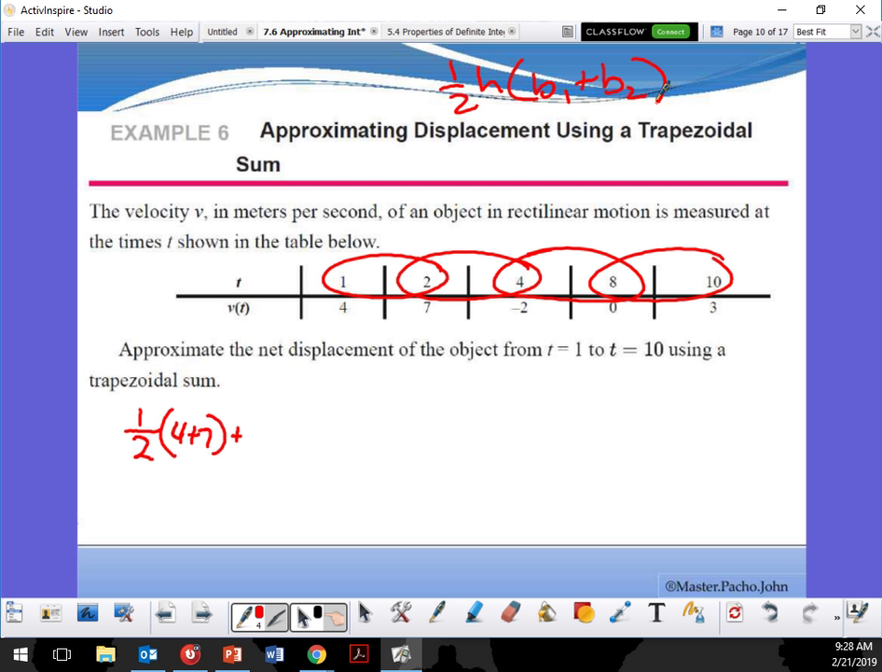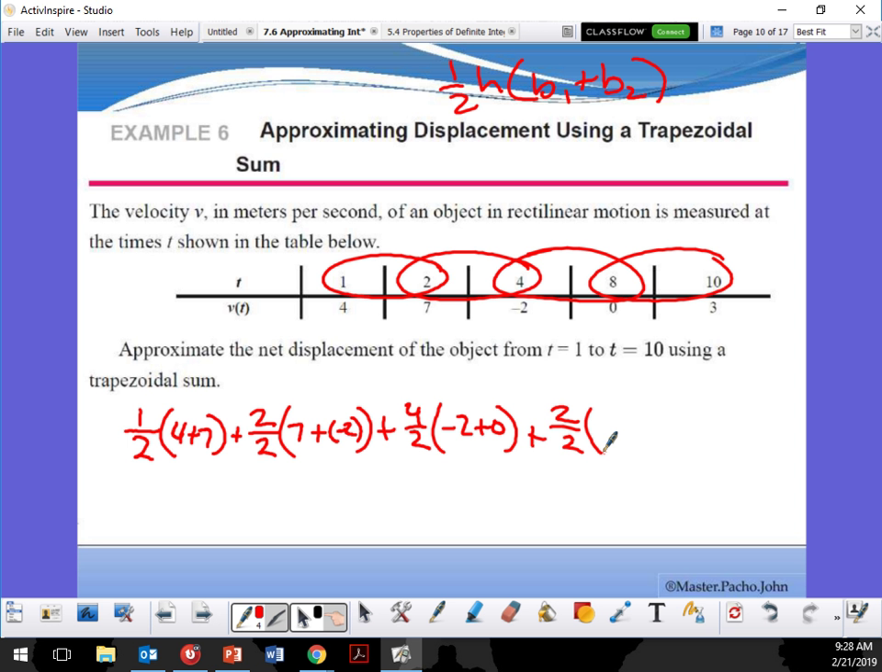Okay? All right, plus, what's my next one? What is my next delta x? 2 over 2 times 7 plus negative 2, plus, what's my next one? 4 over 2 of negative 2 plus 0, and my last one. 2 over 2, and that's going to be 0 plus 4.